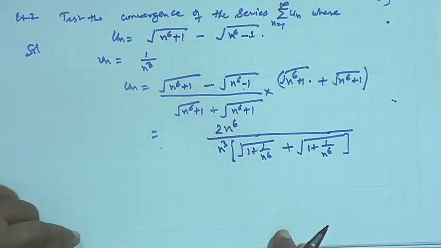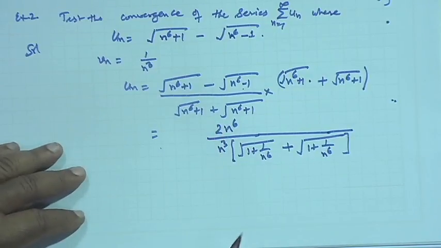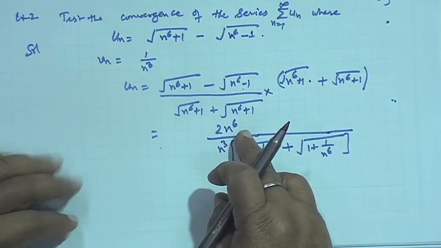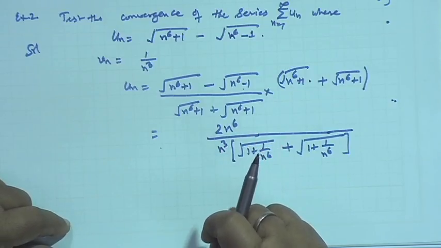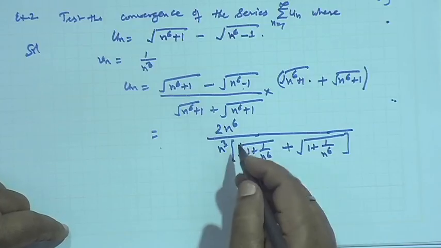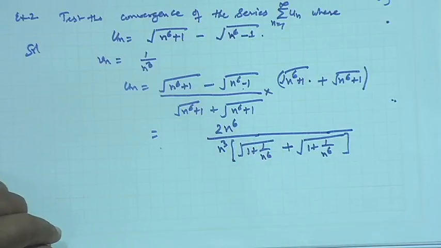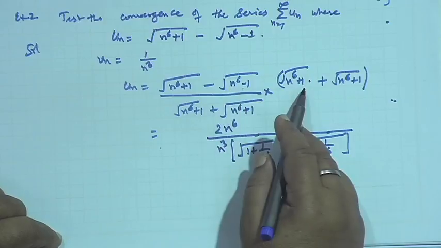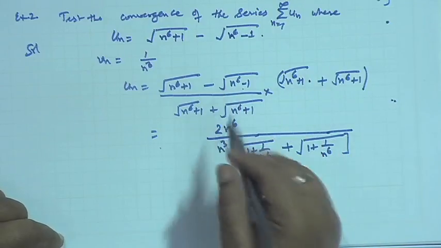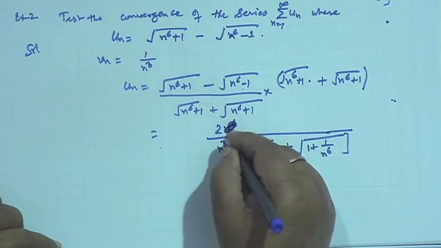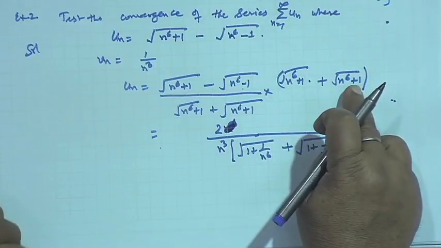So, what we get from here is n cube into this. So, this is 1 by n cube u n. Plus minus 1. So, a square minus b square. This is wrongly written. This one is wrongly written, a square minus b square.